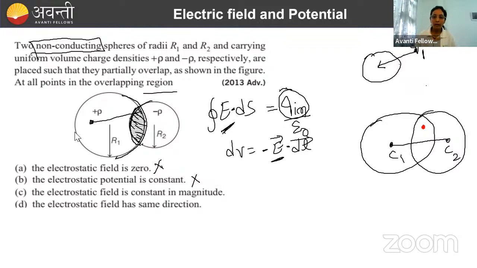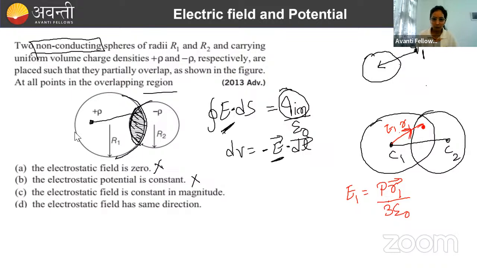I will see the value and direction of the electric field because of the first sphere. It will be in this direction because the charges are positive inside it. Let's call the magnitude E1. The value of E1 is rho R1 by 3 epsilon naught, where this is R1. We have already studied the field inside a solid sphere, if the charge is uniformly distributed and it is non-conducting. That formula was rho R by 3 epsilon naught.